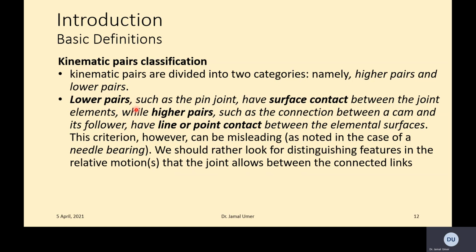Lower pairs, such as the pin joint, have surface contact between the joint elements, while higher pairs, such as the connection between a cam and follower, have line or point contact. I have just made it bold.